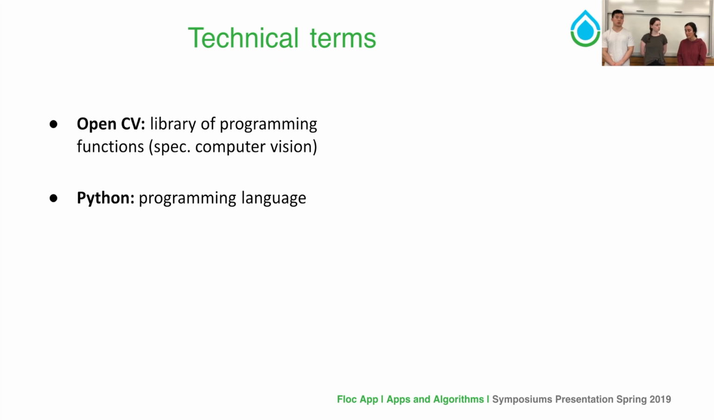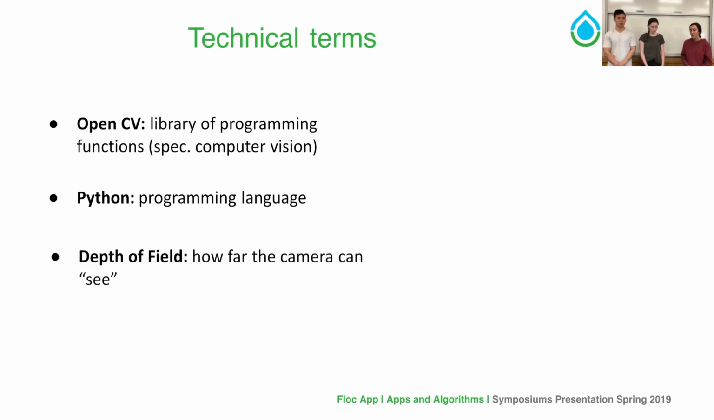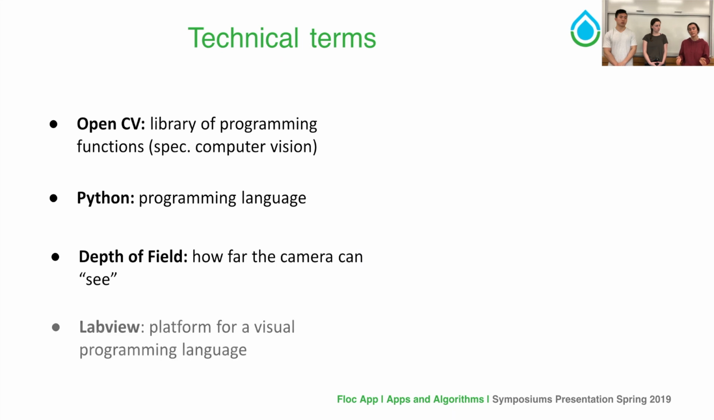The second term is Python, which is a programming language that is very accessible, which is why we chose to use it. Third is the depth of field. This was important because the hardware that we used this semester was a camera, and after a certain point, the image starts looking really blurry, so you can't use it anymore. So one of the things we tried to do this semester was measure the depth of field of the camera. Lastly is something called LabVIEW.